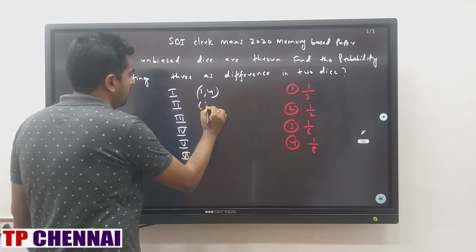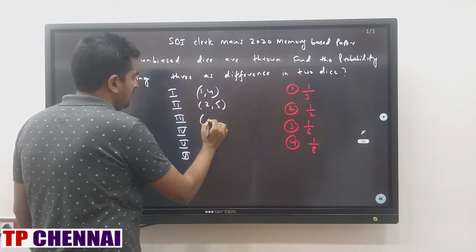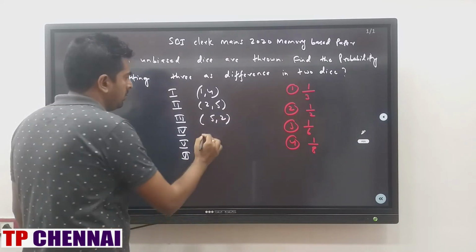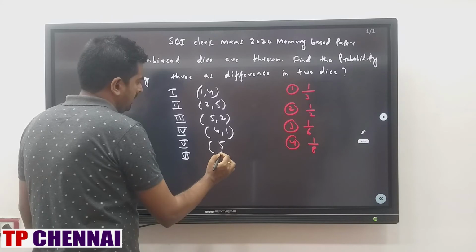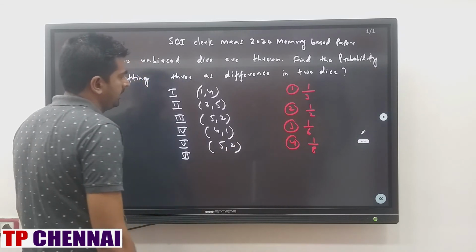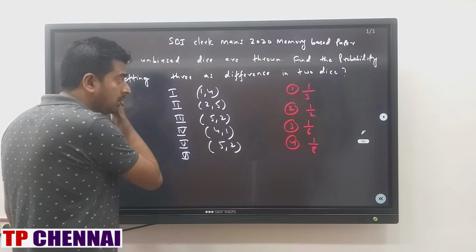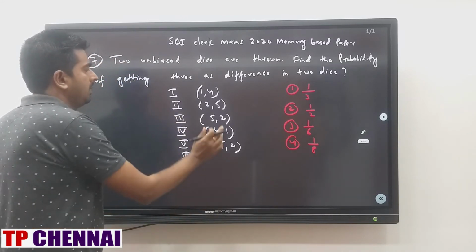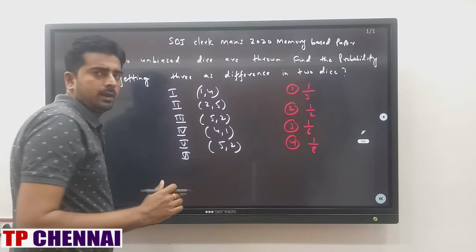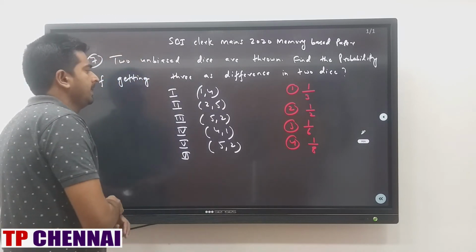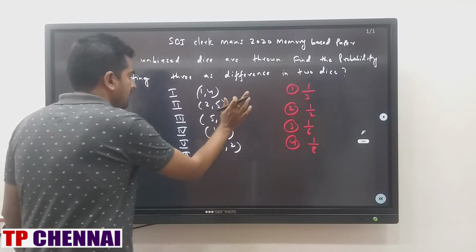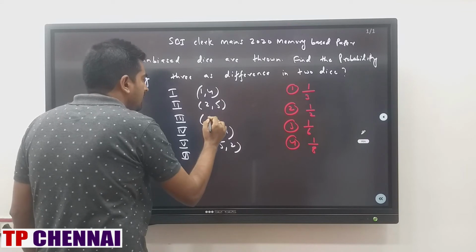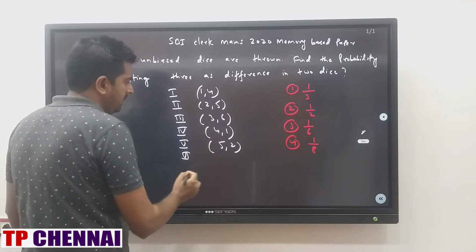Second row you are having 2, 5. Third row you are having 3, 6. Fourth row you are having 4, 1 and 4, 5. Fifth row you are having 5, 2. Sixth row you are having 6, 3. In the first row you are having 1, 4, second row 2, 5, and in the third row it starts with 3, so 3, 6. Then 4, 1, 5, 2, and 6, 3.